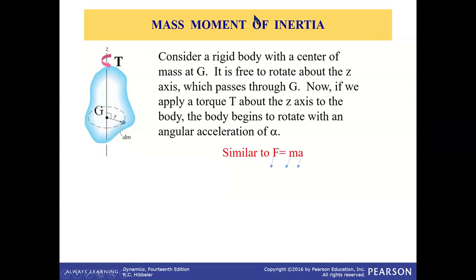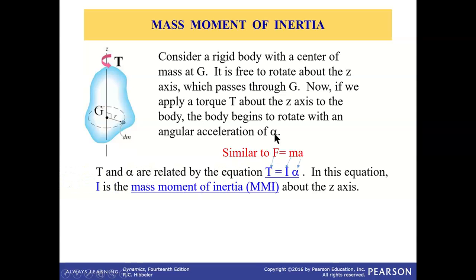So consider a rigid body with center of mass at G. So this is the center of mass. It is free to rotate about the Z axis, which passes through the center of mass. Now if we apply a torque T about the Z axis, as you can see in the figure, the body begins to rotate with an angular acceleration alpha. So in that case, the torque and angular acceleration alpha are related by this equation: T is equal to I alpha. In this equation, I is the mass moment of inertia about the Z axis.